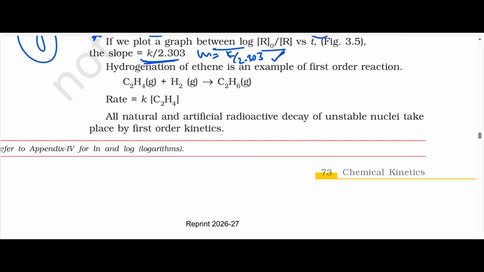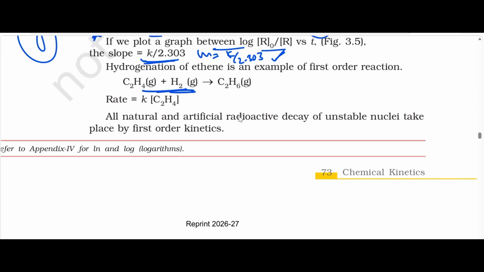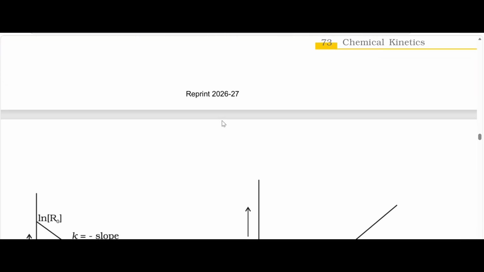We can also observe one more first order reaction. They have given the hydrogenation of ethene, C2H4, which gives ethane. This also indicates a first order reaction. And one more important point: all natural and artificial radioactive decay of unstable nuclei takes place by first order kinetics. That means all radioactive decay is considered a first order reaction.